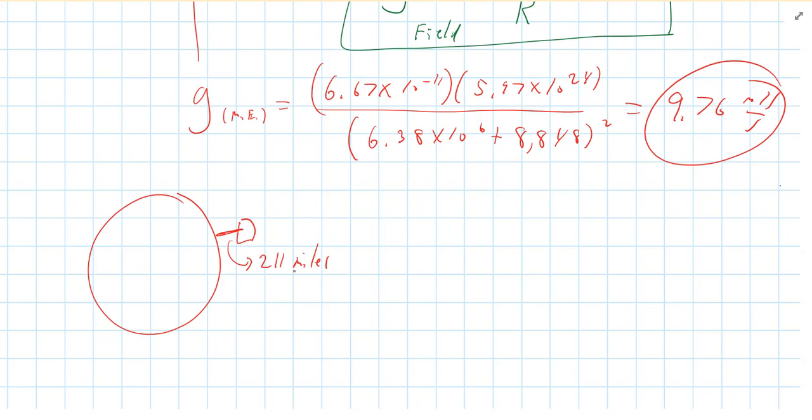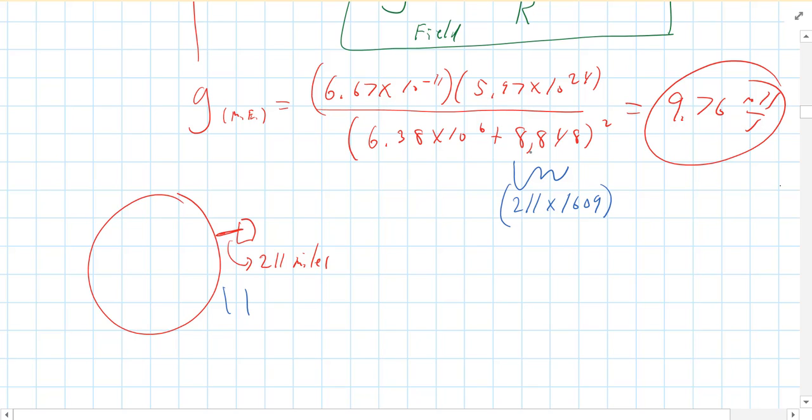So you would do the exact same calculation. The only difference is this number here, this height. Now remember, you have to use meters. So this height would be 211 times 1609 meters per mile. So that's what would go in instead of your 8,848. But all the rest of the numbers would be the same. If you do this calculation, this is the value of little g at the location of the International Space Station.